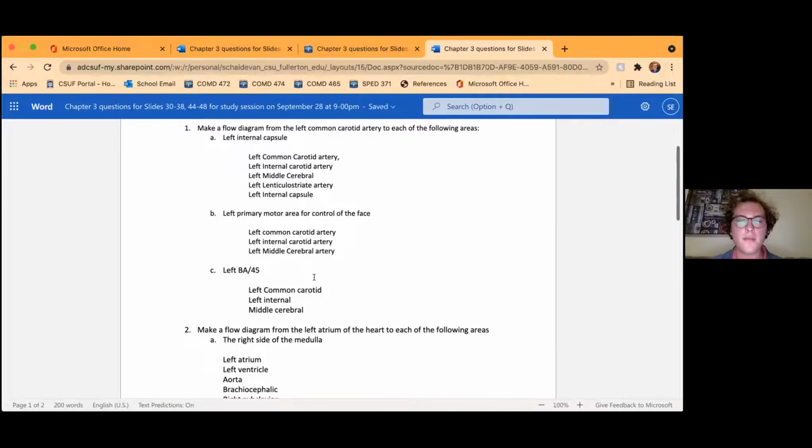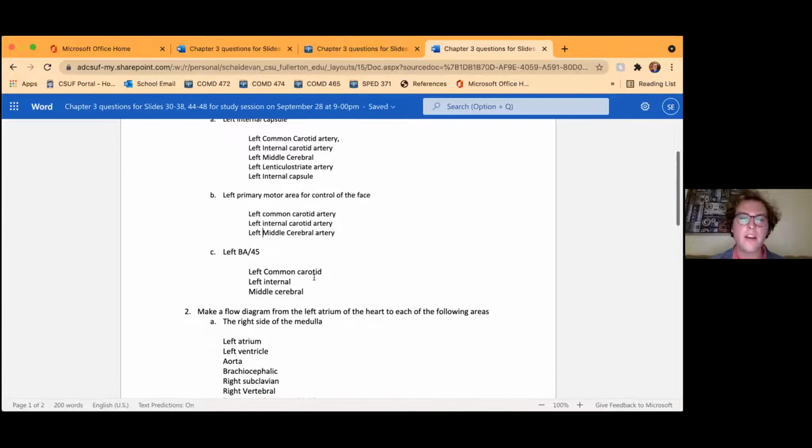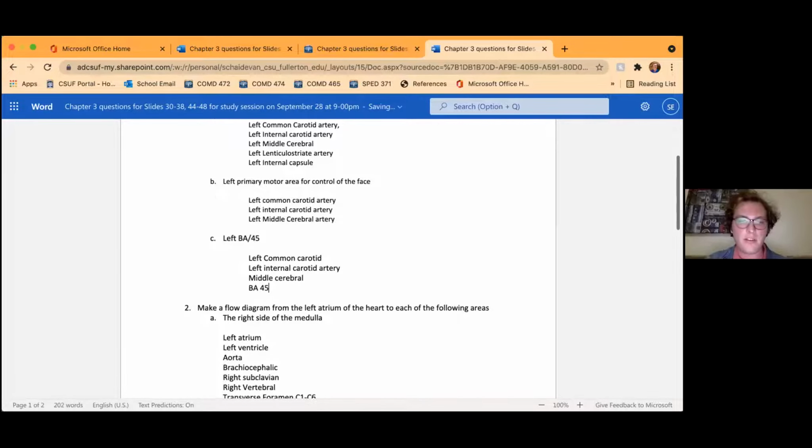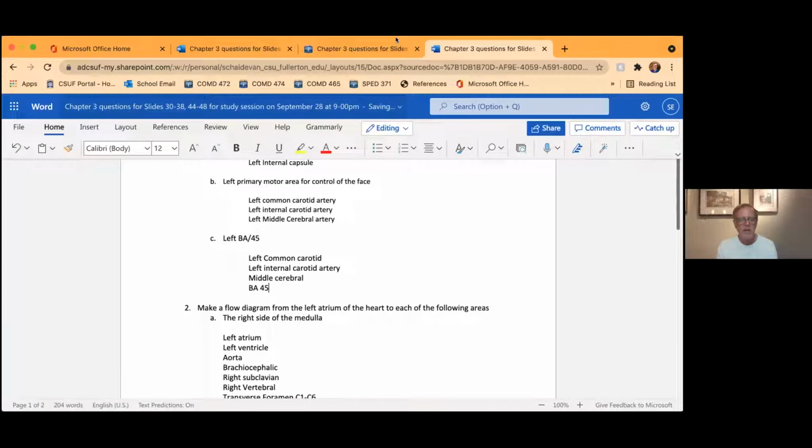And then we have Brodmann area 45. We start at the left common carotid, then the left internal carotid artery, and then that branches off into the middle cerebral, and the middle cerebral supplies blood to BA 45. Yep, that's it. Very good. Very nice list, and very clear. Thank you very much. Before we move on to Jasmine's question, does anyone have any comments or questions about what we just did?